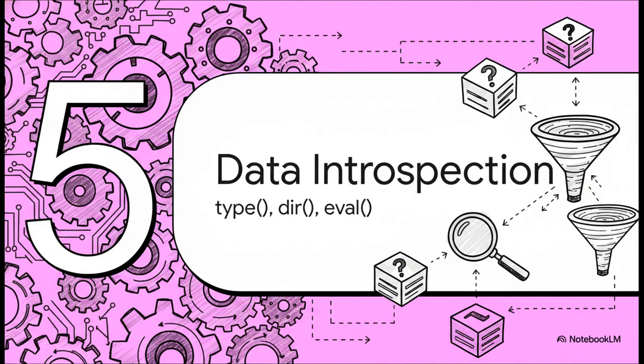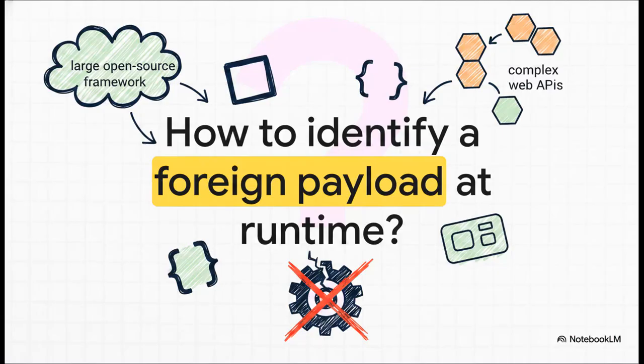All right, our final module. Section 5. Inspecting unknown data payloads, dynamic interrogation with type, dir, and eval. In modern software engineering, you're almost never working in an isolated silo. You're constantly pulling in data from massive open source frameworks or slightly messy third-party APIs. So when a totally unrecognized payload hits your system at runtime, how does your code actually know what it is? Is it a standard list, a dictionary, some highly customized class object? And crucially, what actions can your code safely perform on it without throwing a catastrophic error?